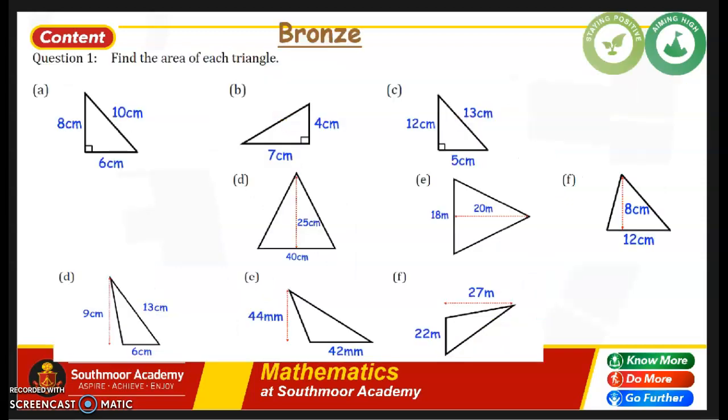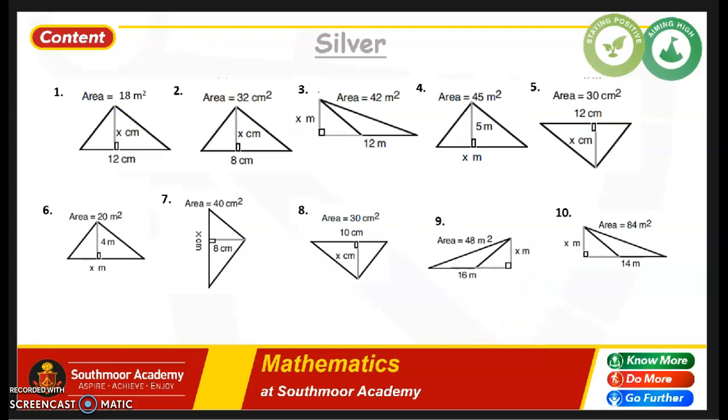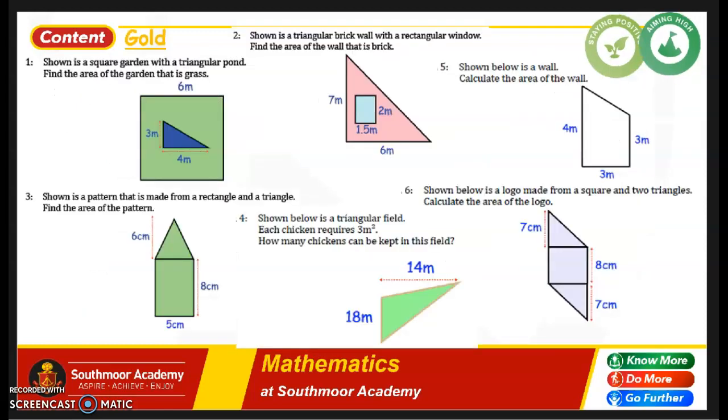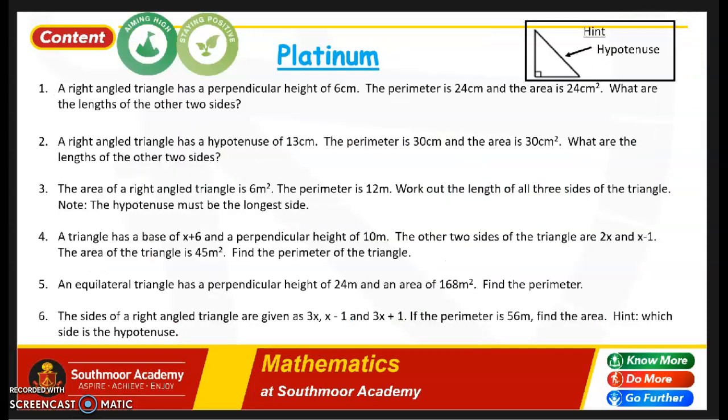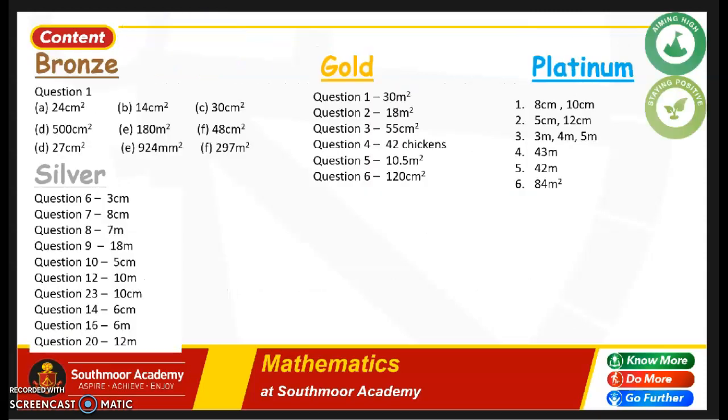So this is bronze, silver, gold, platinum. Okay, I'm going to show you answers. So pause the video to allow the students time to do the questions, or display the answers throughout, allowing them to check as they go. So here are your answers. Pause the video to allow the students time to mark. Correct them if you got them wrong. Give yourselves a tick if you got them right in green pen, please.